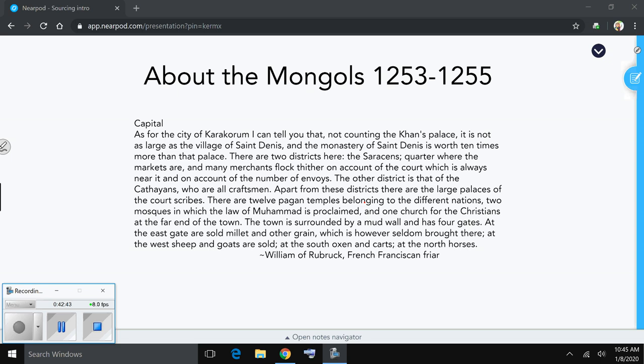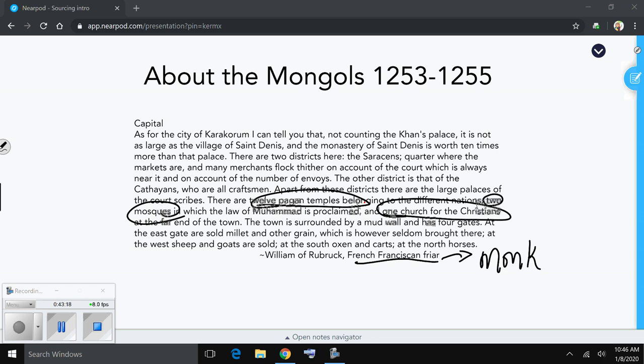What's a friar? Say it again. He lives in a monastery. Okay. Yeah. So it's part of a Catholic order of Franciscan monks, right? So he's a monk and he lives in a monastery. So he's very religious. Notice what he's paying attention to, right? That there's 12 pagan temples, and that there's 2 mosques, and that there's 1 church, right?